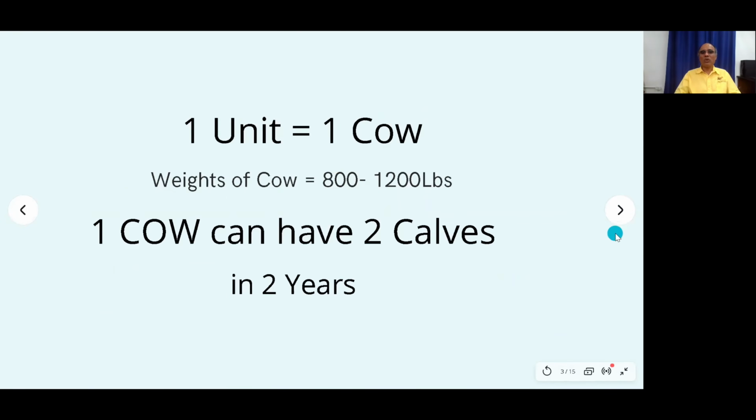Now, on average, 1 cow can have 2 calves over 2 years. We are doing this comparison over a 2-year period. A cow's gestation period is about 9 months, so they'll have 2 calves over a 2-year period.